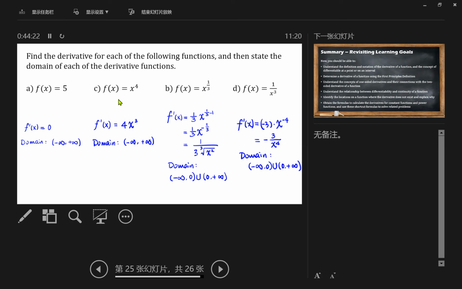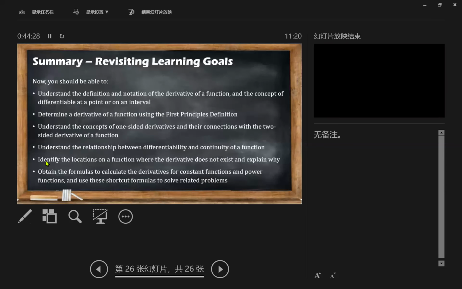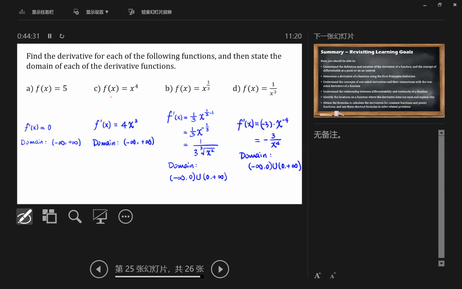Next function. Why is it C here? All right, this should be B. Okay, this should be B and this should be C. The derivative of this function, this is a power function, right? Therefore, the derivative of a power function is we can put the power number in front, becomes the coefficient of the derivative. Therefore, the derivative function is 4x cubed. And apparently, as you can observe here, the domain of the derivative is also from negative infinity to positive infinity.